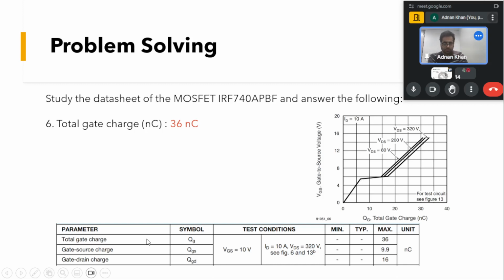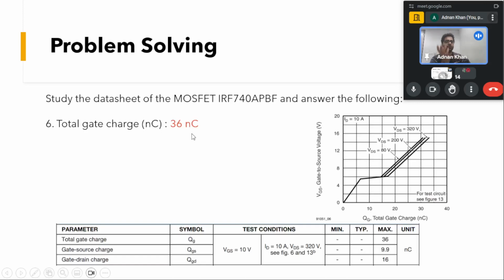If you look in the data sheet itself, the total gate charge is provided. This is given at test conditions of 10 volts and a given drain current. It is around 36 nanocoulombs that is required, and that is the answer to this question. The gate source charge will be 9.9 nanocoulombs, and the gate drain charge, the Miller charge, will be 60 nanocoulombs. So the answer to this question will be 36 nanocoulombs.